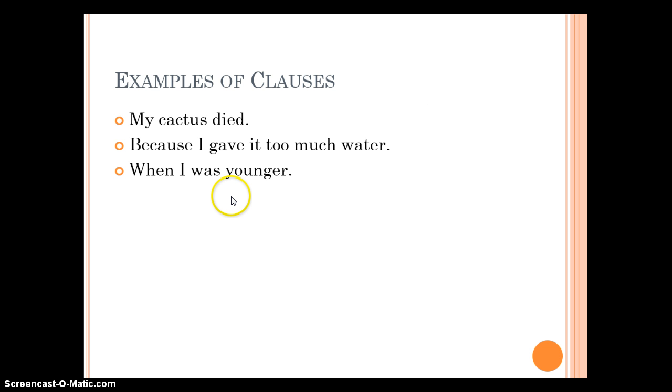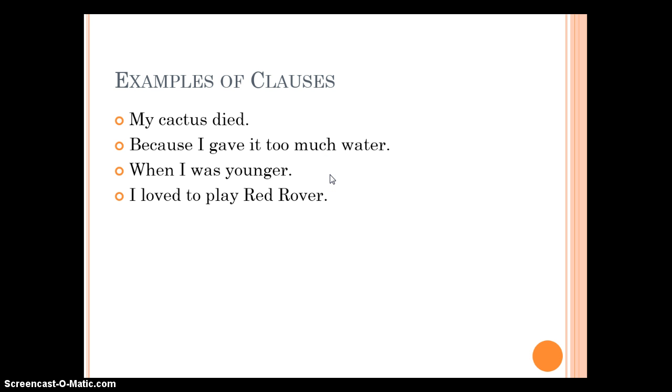When I was younger. Again, we have the subject I, and we have a verb, was younger, but this is not a complete sentence because of the word when. We need to know what happened when I was younger for this to have a complete meaning, so this is a dependent clause.